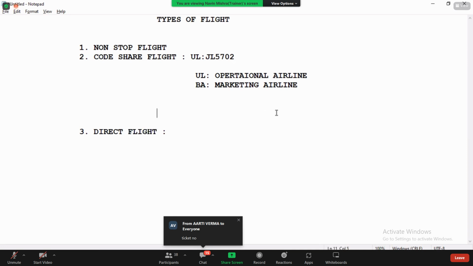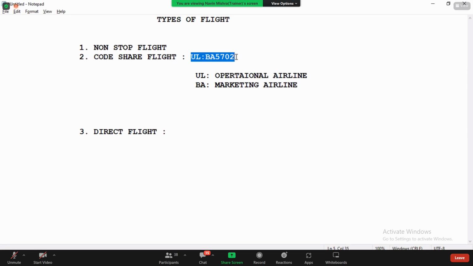My passenger is booked on such a flight number. Here, ULBA 5702, I'm just giving an example. The passenger has been booked on this type of airline, ULBA 5702. This is the way it has been written.